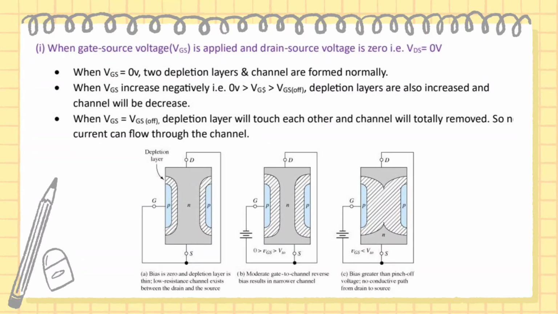Theory of operation. When gate source voltage VGS is applied and drain source voltage VDS is 0 volts: when VGS is equal to 0 volts, two depletion layers and the channel are formed normally. When VGS increases negatively, that is 0 volts greater than VGS greater than VGS off, the depletion layers also increase and the channel decreases. When VGS is equal to VGS off, the depletion layers touch each other and the channel is totally removed. So no current flows through the channel. Here we can see the detailed diagram.